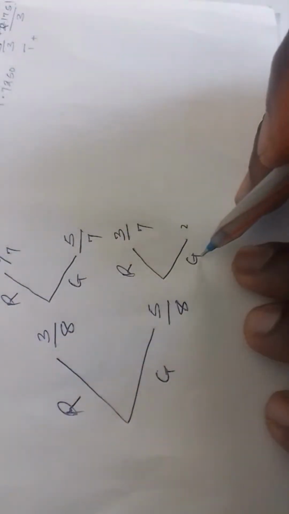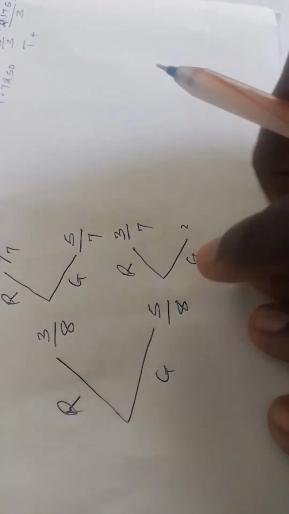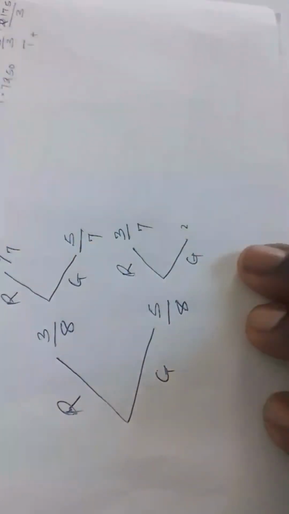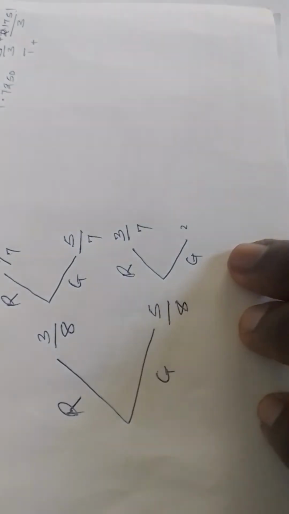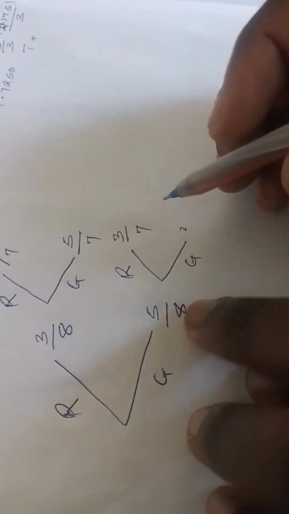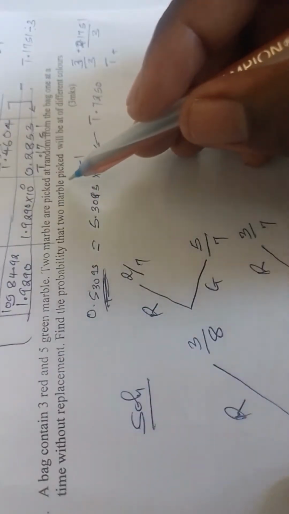Now this one is a green ball. He picked a green ball. The probability of picking a green ball is 5 over 8. Then we assume we went again and picked a green ball. If we pick a green ball, meaning the number of green balls is reduced by 1, it will be 4 over 7. Now, the question is saying find the probability that the 2 marbles picked will be of different colors.